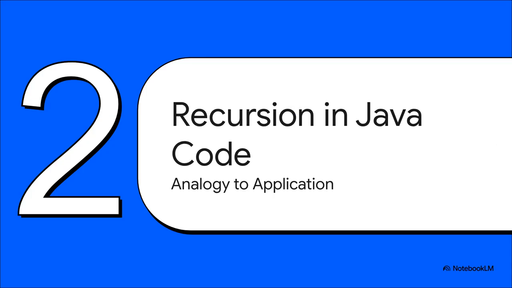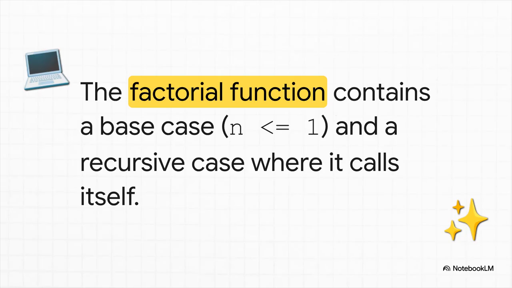Okay, theory's cool and all, but let's see what this looks like in actual Java code. We're going to translate our person in a line idea into a classic programming example that you'll see everywhere. Okay, check out this code for calculating a factorial. This is a classic for a reason. See that if n less than or equal to 1 part? That's our base case. That's the person at the front of the line who knows their number is 1. It's the simple, direct answer that stops the chain.